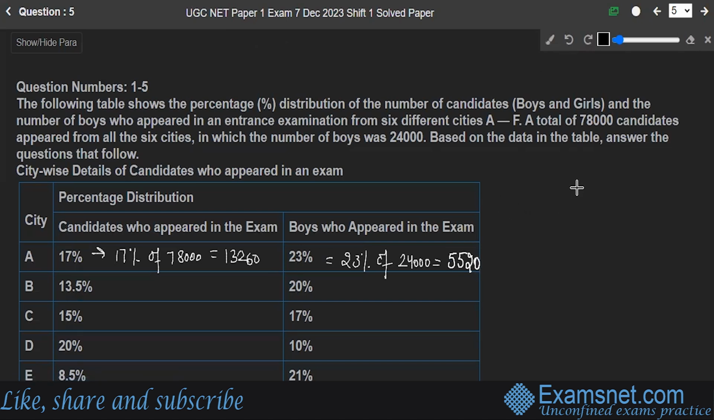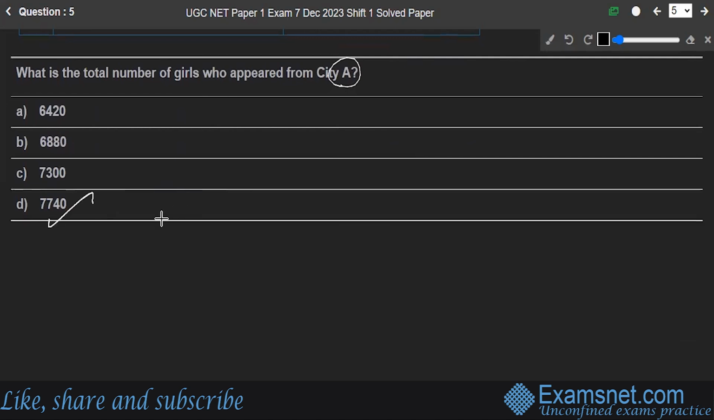Now, what do you have to find out? What is the total number of girls who appeared in the exam from city A? The number of girls will be given by the total candidates minus boys. That is 7740. So this is the answer to the question, 7740. Option D is the right answer. Hope you got that. Let's move to the next question.